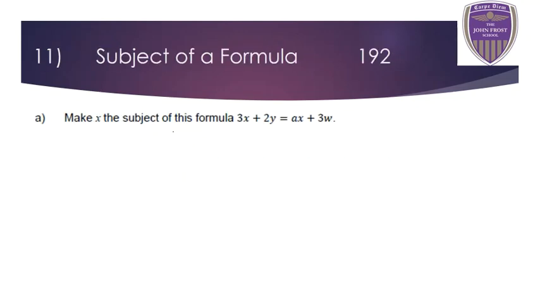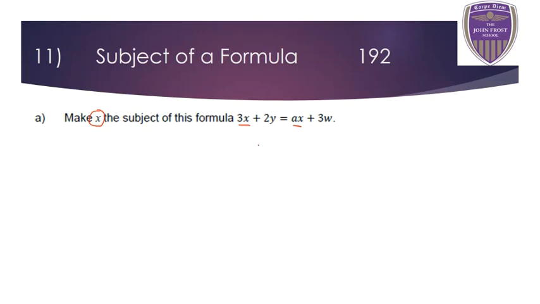Okay, when we rearrange the subject of a formula, we want x to be on its own. In this type of rearranging problem here, I can see that x appears here with 3x, and on the right hand side of the equation I've got it here as ax. So I want to try on this particular question to get all the terms that contain x on the left hand side of the equation.